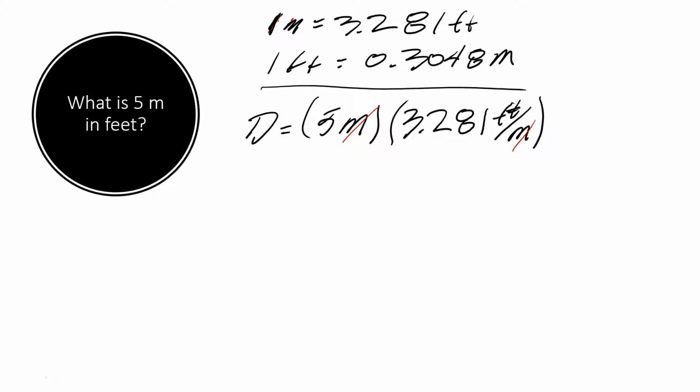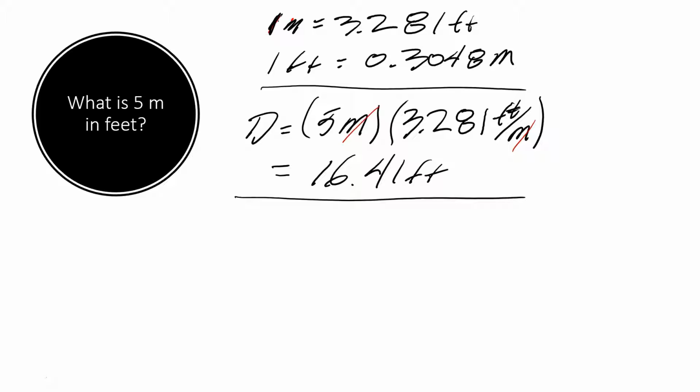3.281 times 5, 16.405, my calculator is telling me. Now I want to use the right number of significant digits. We'll talk a little bit about that more later in the term. I'm going to stick with 4 significant digits. So we end up with 16.41 feet. All right, so 5 meters equals 16.41 feet.